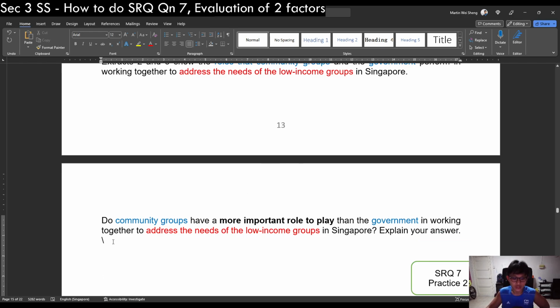Your job is to evaluate these two factors, and then answer which one is more important. Do community groups have a more important role to play, or does the government have a more important role to play? The issue is trying to help the needy, the low income groups in Singapore. Follow the same structure which was given to you. Build paragraph 1, build paragraph 2, then finally give your short evaluation paragraph at the bottom.